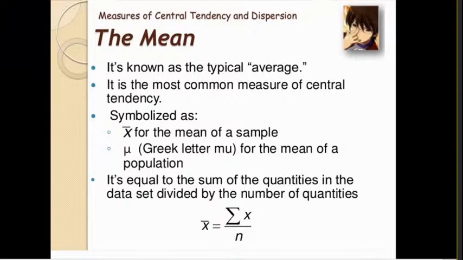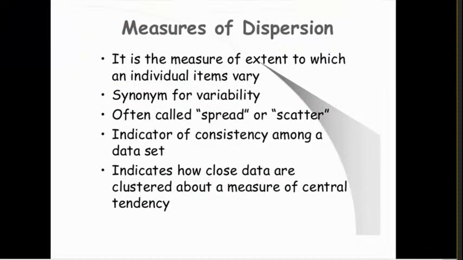This is a typical average value. We take all the sample values and divide by the number of values. Dispersion is how a character is spread through a group of the population. That measure is the dispersion. In dispersion, we have four measures: range, variation, standard deviation, and coefficient of variation.